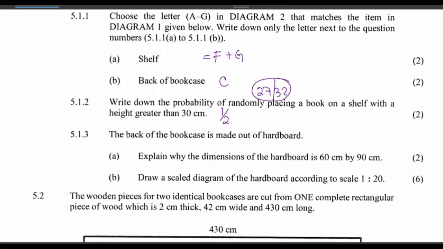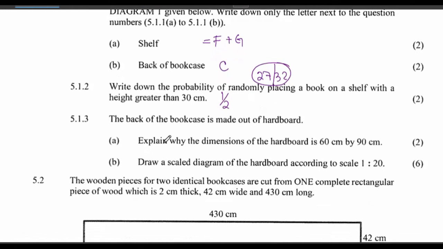Okay. The back of the bookcase is made out of a hard body. Together? So they're asking you, why? Explain why the dimensions of the hard body are 60 centimeters by 90. Definitely to accommodate the top and the bottom and the sides of the bookcase.